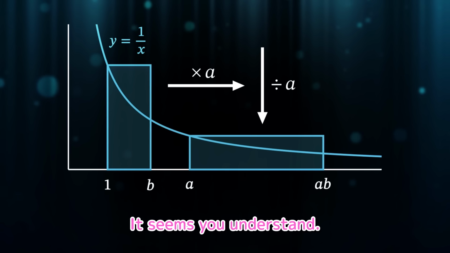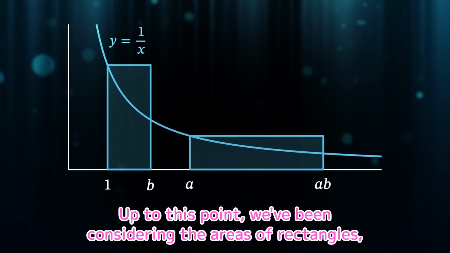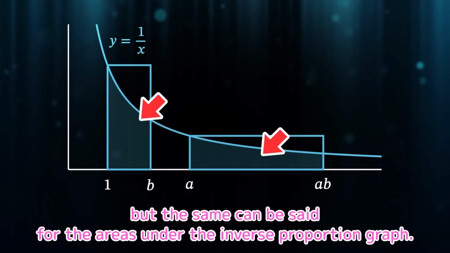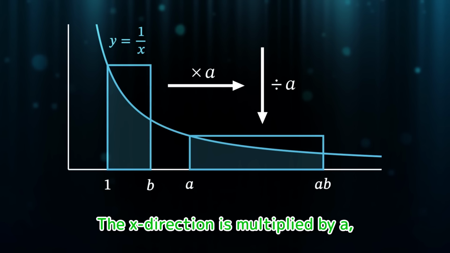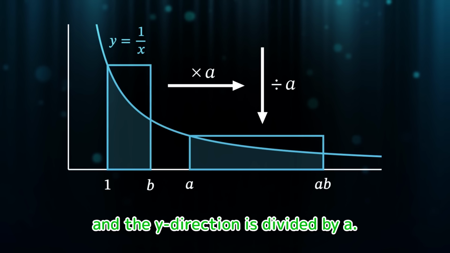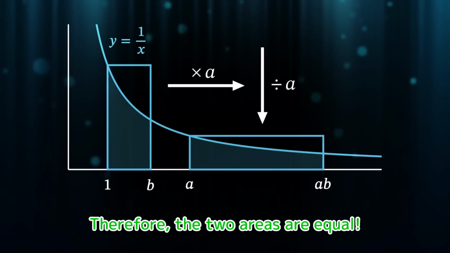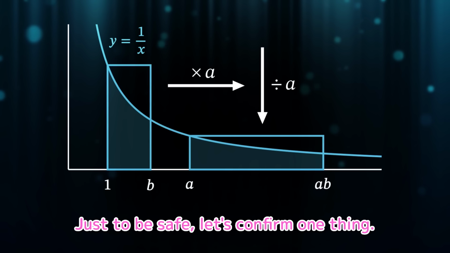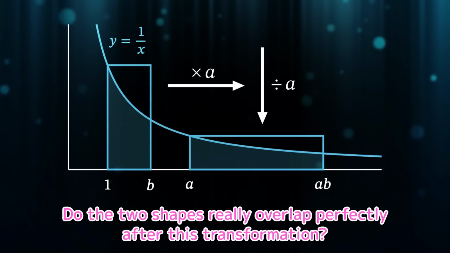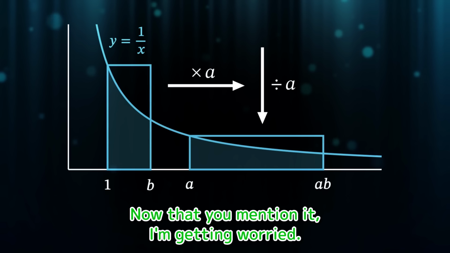It seems you understand. Up to this point, we've been considering the areas of rectangles, but the same can be said for the areas under the inverse proportion graphs. The x direction is multiplied by a, and the y direction is divided by a. Therefore, the two areas are equal. Just to be safe, let's confirm one thing. Do the two shapes really overlap perfectly after this transformation? Now that you mention it, I'm getting worried.